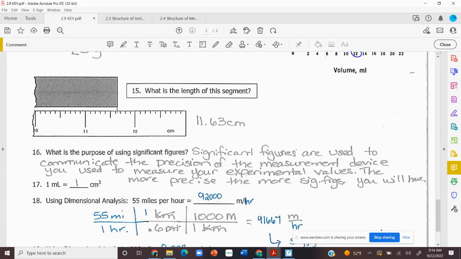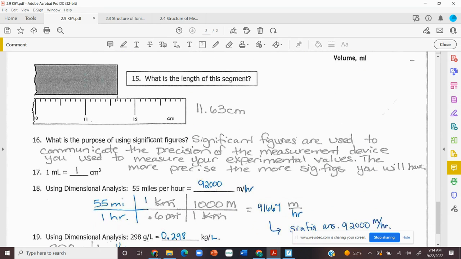All right. This one messed up a few people on the quiz the other day. Remember, you're putting down your sure values. So you're sure about this one. You're sure about the 6. And then you're estimating this last value. So if you would have had 11.62, that would have been acceptable because that last digit is an estimate.